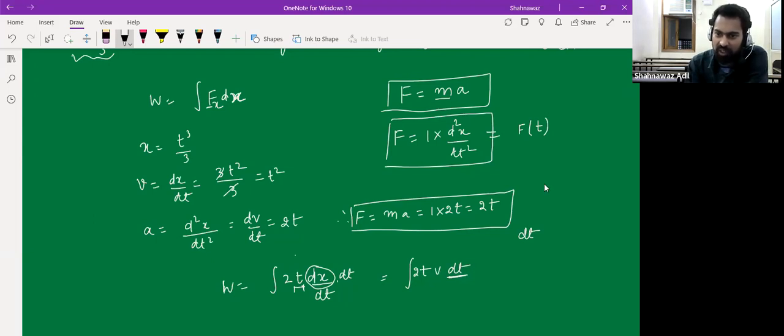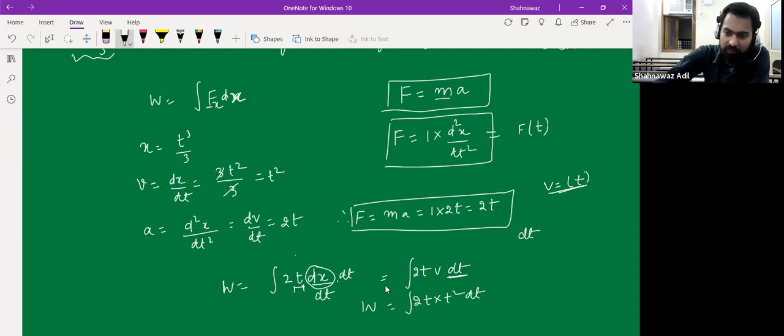And we can write v as a function of t. All the integrals should be in the form of t, right? So v, we have already calculated. v is t². So this is dt. Now this is making sense, right? Right, guys?